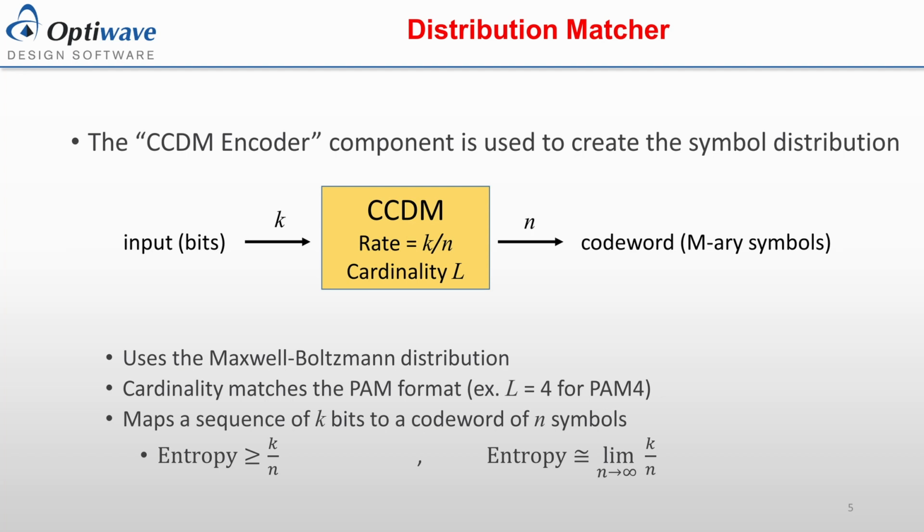The distribution matcher, with a cardinality matching the PAM format, maps a sequence of k bits to a code word of n symbols, where the entropy of the code word is approximately equal to the ratio of k to n when n is large.